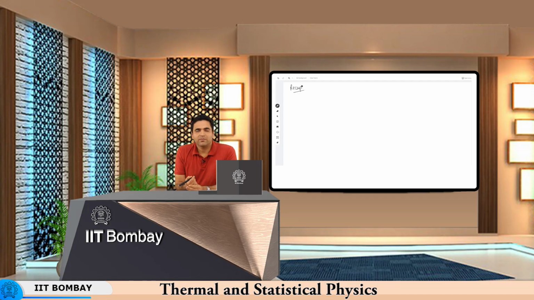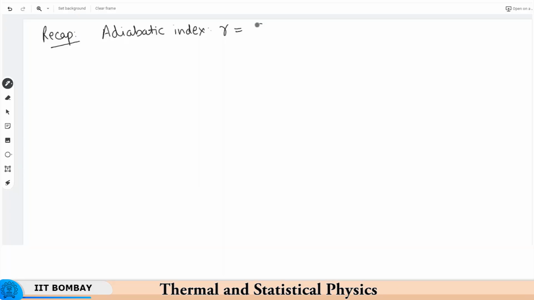And we also came up with a new concept which is called adiabatic index, which is equal to the ratio of heat capacity at constant pressure and constant volume, right. So, we defined the adiabatic index, denoted by gamma, as the ratio Cp divided by Cv, and we saw that its value is 5/3 for an ideal monoatomic gas.